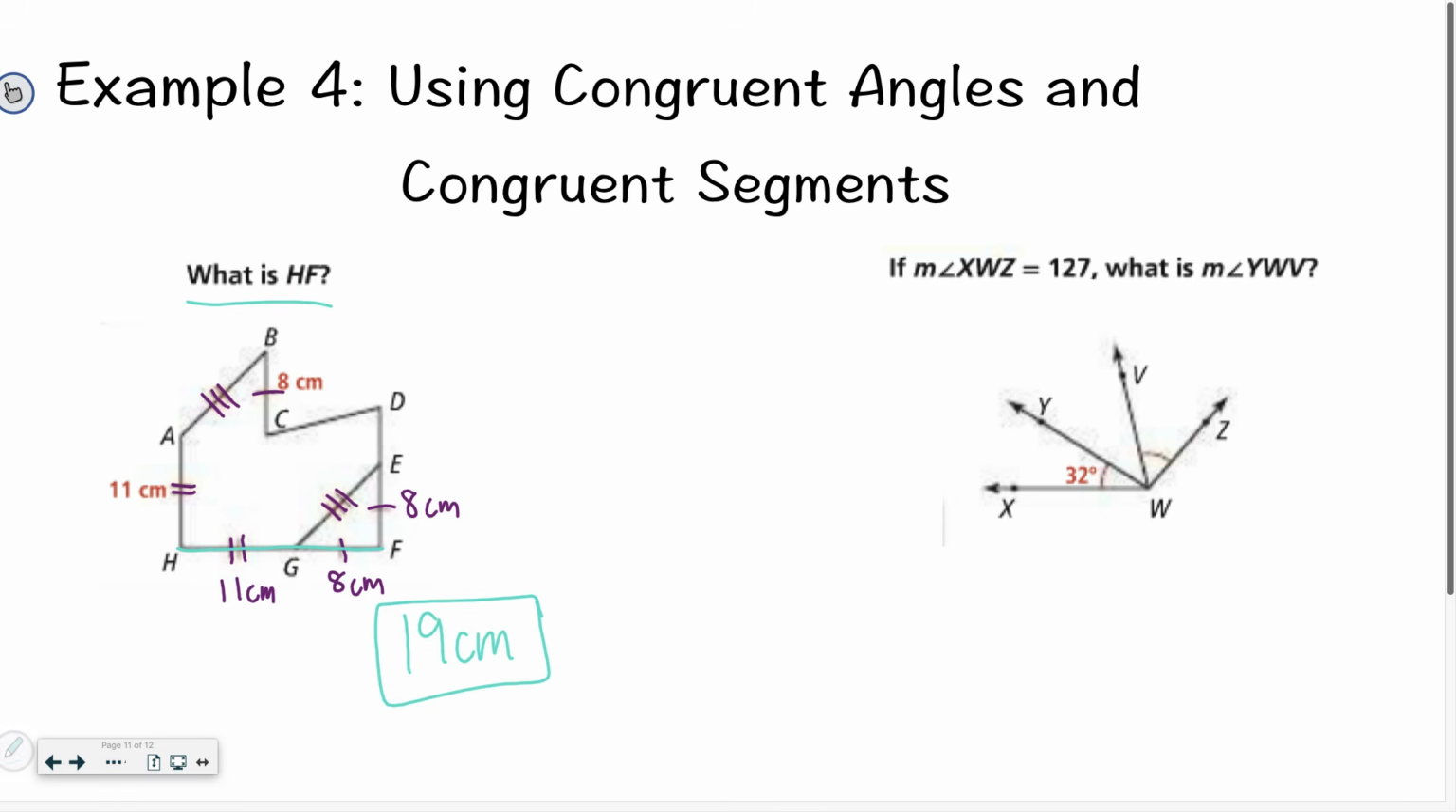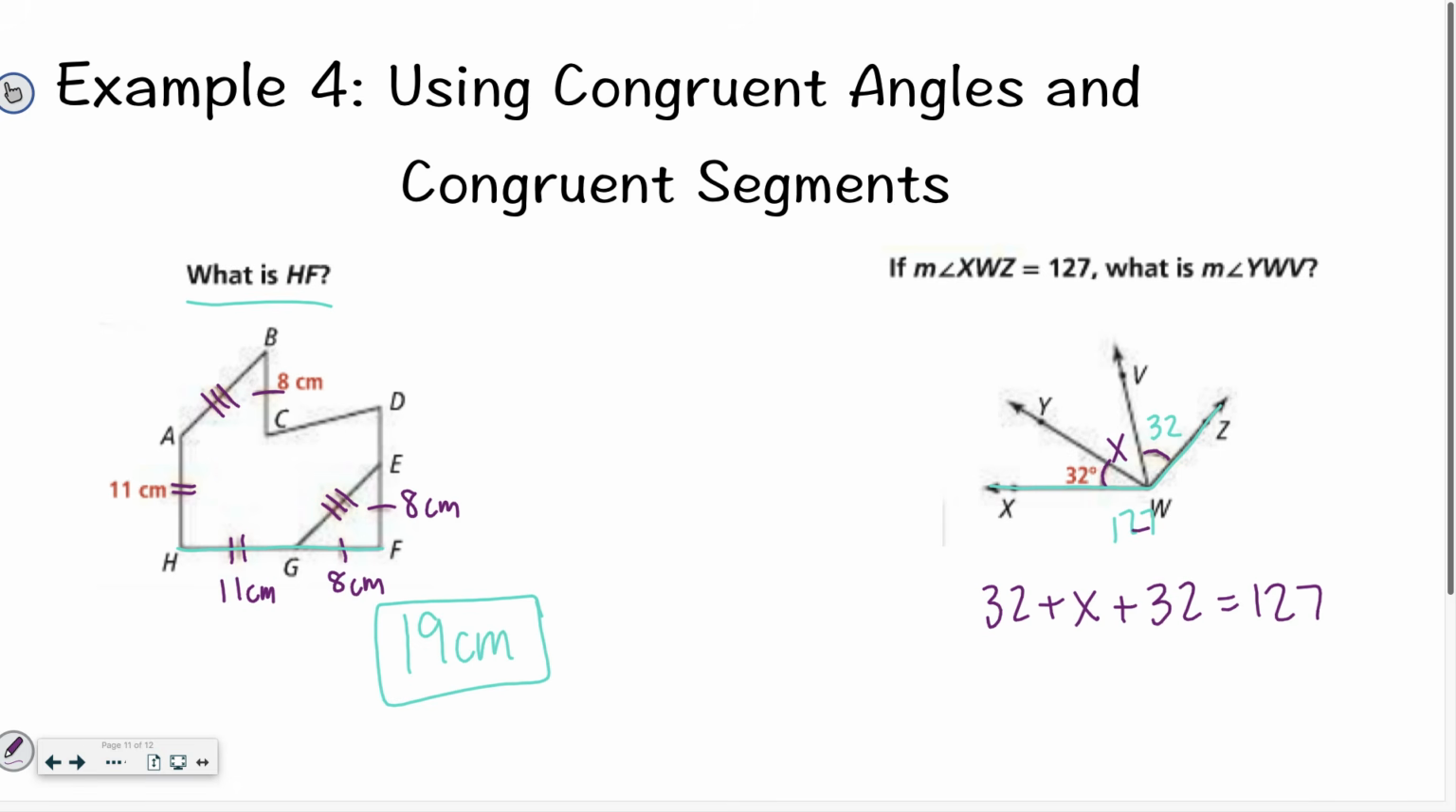I'm going to do that same idea over here, but with angles. Remember, anything with the same number of arcs in it mean that those angles are congruent. They are the same. So if that first one's 32, that second one is also 32. And I know that this whole angle is 127. So what I can say is I have 32 plus, I don't know what this center angle is, so I'm going to say x plus 32 equals 127.